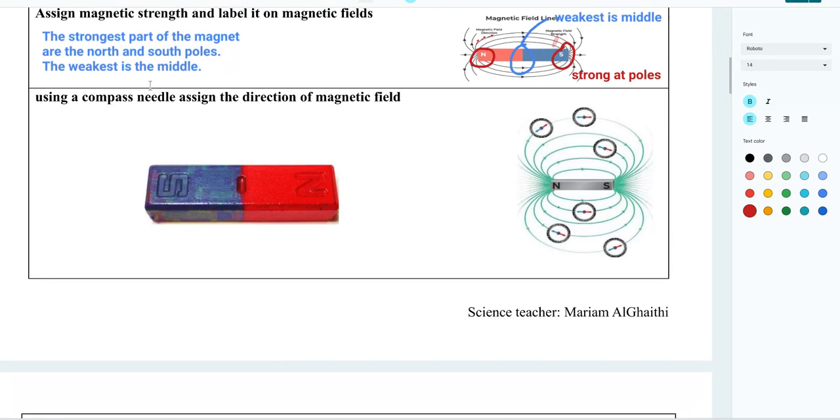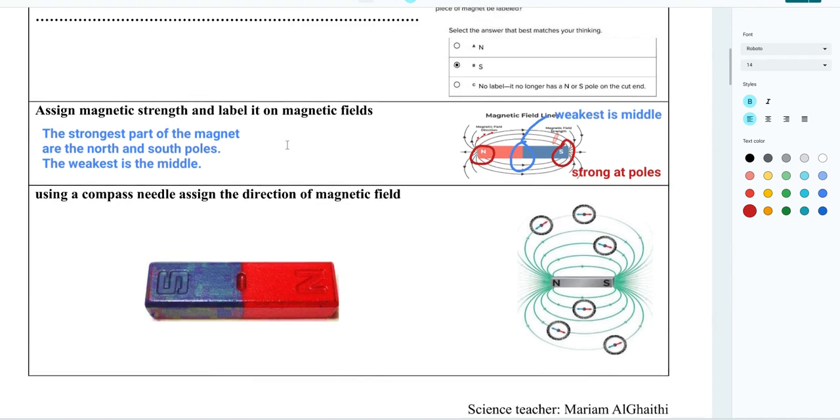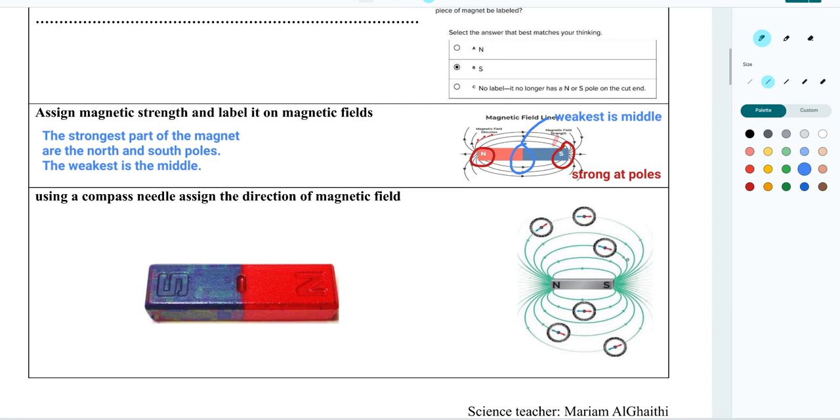Okay, so this one says, using a compass needle, find the direction of the magnetic field. Here, the picture's been drawn for us, but let's go ahead and label. If this is south, that means the north part of the compass is going to be facing the south, and this side is north. So that means the south side of the compass is pointing towards your north, and your north will point towards your south. Okay?